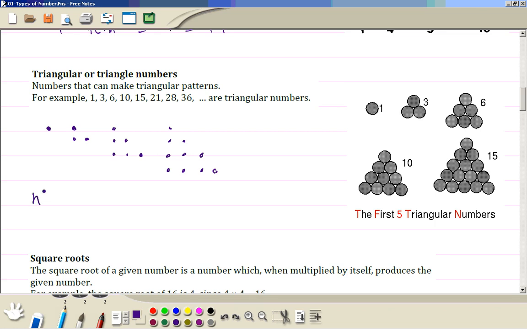So the nth term here is n divided by 2 times n plus 1. So the 10th term, or 10th triangular number, is going to be 10 divided by 2, which is 5, times 10 plus 1, so it's going to be 55.